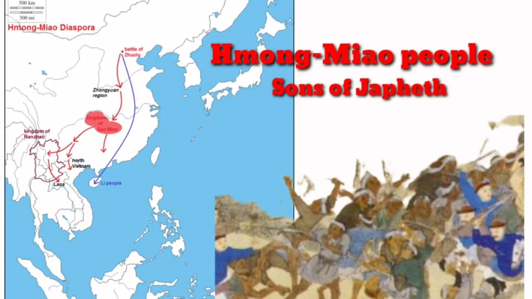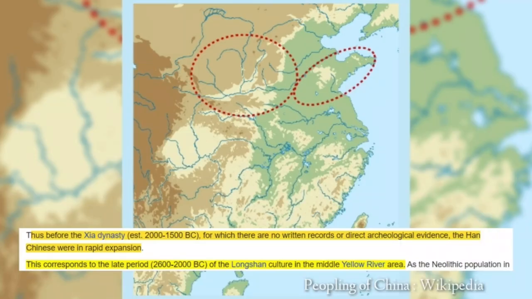The Hmong Mien people were the sons of Japheth and the indigenous Chinese people. Thus, before the Shang Dynasty, an indigenous group of Chinese estimated from 2000 to 1500 BC, for which there are no written records or direct archaeological evidence, the indigenous Han Chinese were in rapid expansion. This corresponds to the late period, 2600 to 2000 BC, of the Longshan culture, another indigenous group in the Middle Yellow River area, from Peopling of China, Wikipedia.